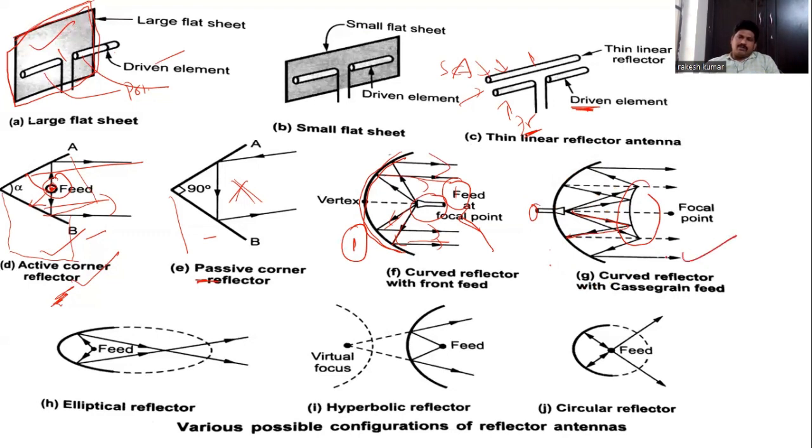This is another example of reflectors. This is an elliptical reflector, this is a hyperbolic reflector, and this is a circular reflector. These are the various examples of reflectors.